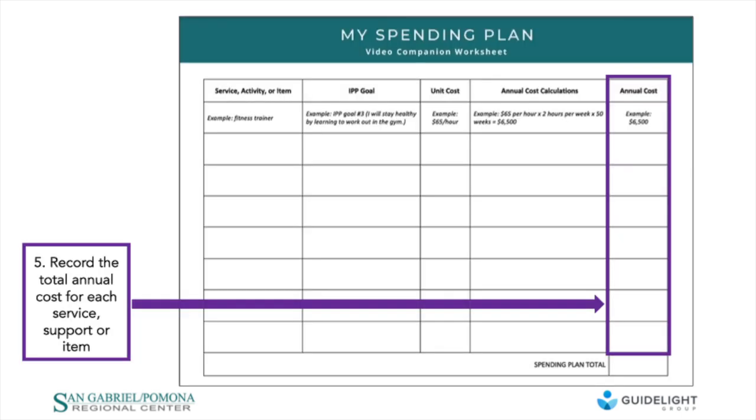Now record the total annual cost for each service, support, or item in the last column of your spending plan worksheet.